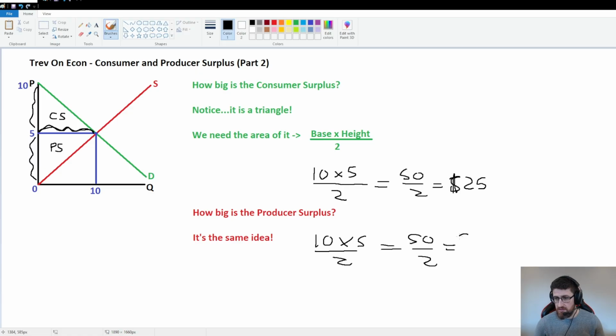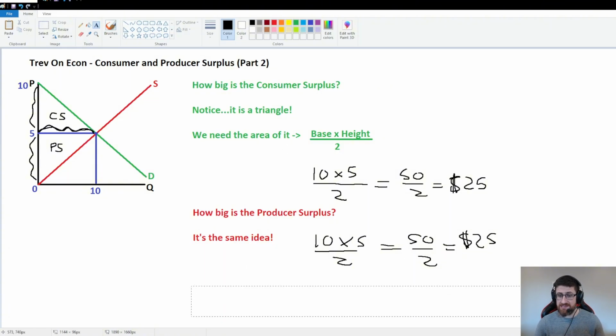Now, it does not have to be the exact same, okay? This just happens because of the numbers I made up for this. They could be different, all right? But at the end of the day, we're just finding out what is the size of the triangle, what is the area of the triangle.